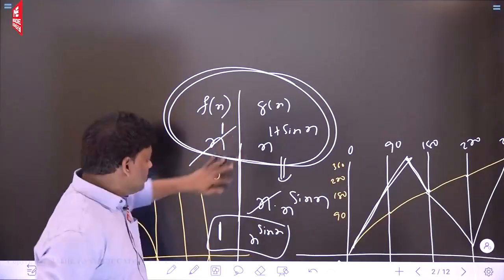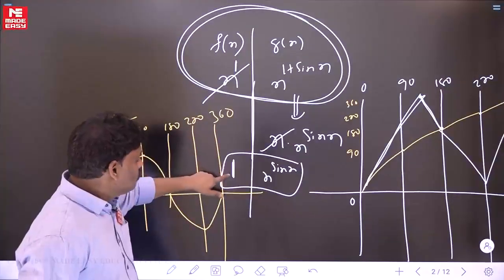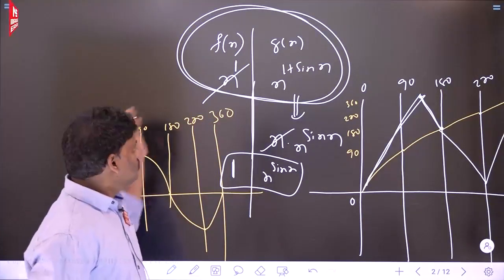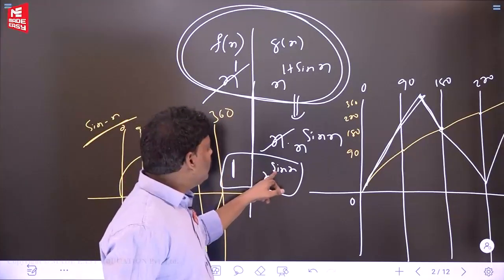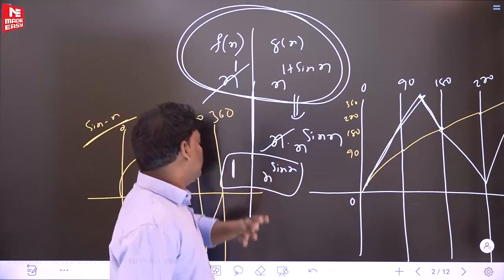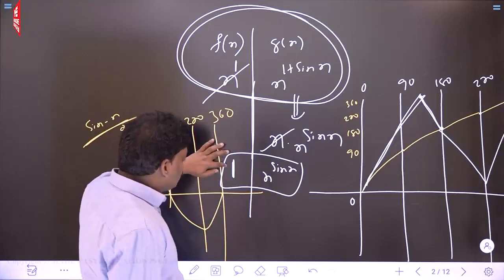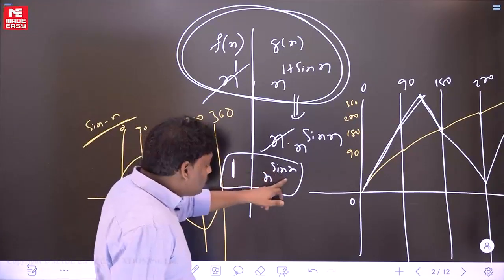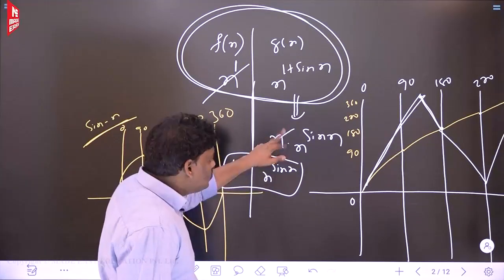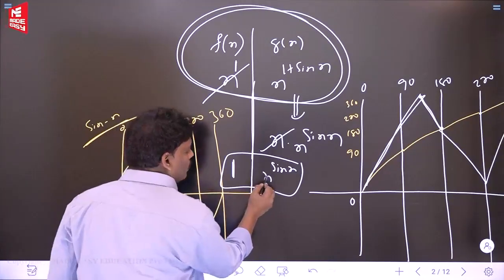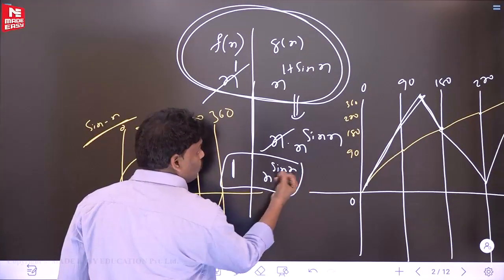These common things you cancel. F of n is 1, a constant function, always the same, but this one is n power sin n. Some people are asking, sir, it is a constant function, right? It is a function, but this function is sometimes increasing, sometimes decreasing. Sometimes negative, sometimes positive.